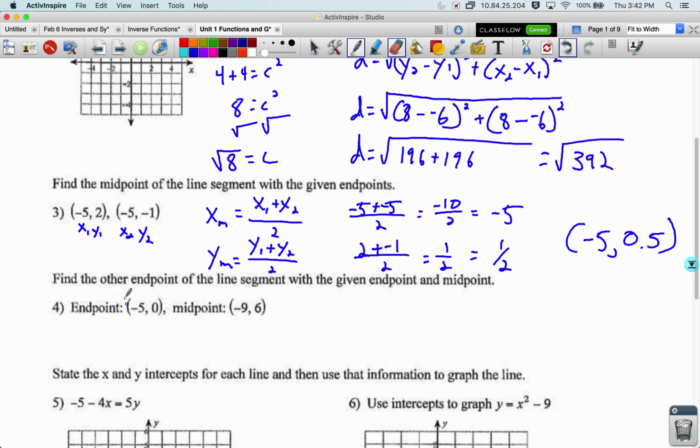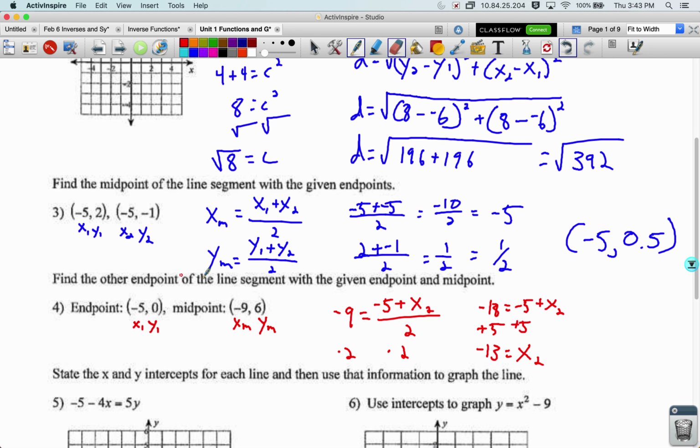All right, other direction. I've got the endpoint and a midpoint. Same formula, but fill in different points. So the endpoint is still x1, comma y1. But the midpoint is just an x value of the midpoint, y value of the midpoint. Still plug them in. So x value of the midpoint is negative 9 equals negative 5 plus unknown over 2, but we only have the one unknown, so we can solve here by multiplying both sides by 2. Negative 18 equals negative 5 plus x2. Add 5, add 5. We get negative 13 equals the x value of our other endpoint. And that makes sense. Negative 9 is halfway between negative 5 and negative 13.